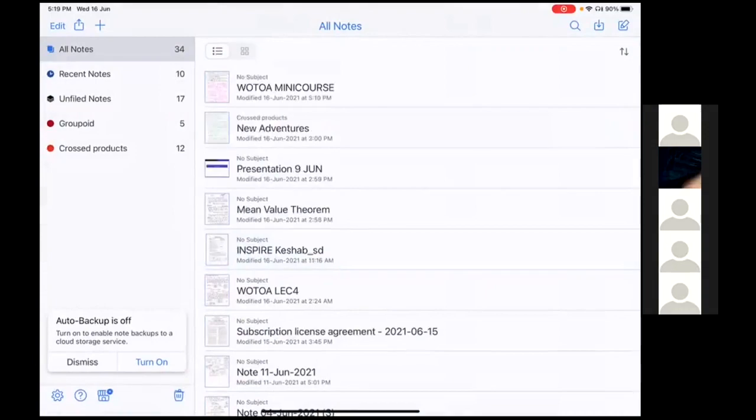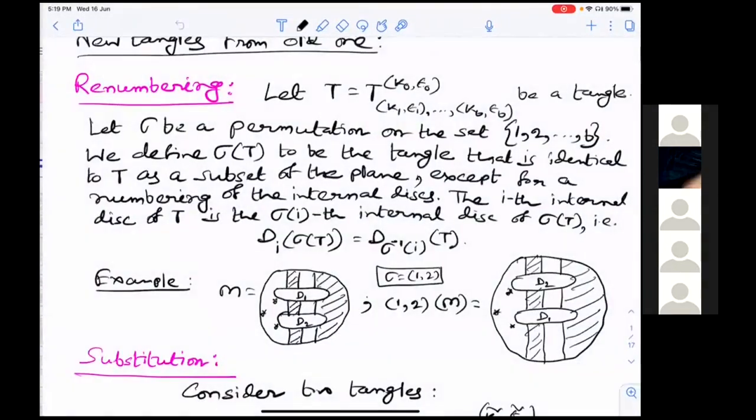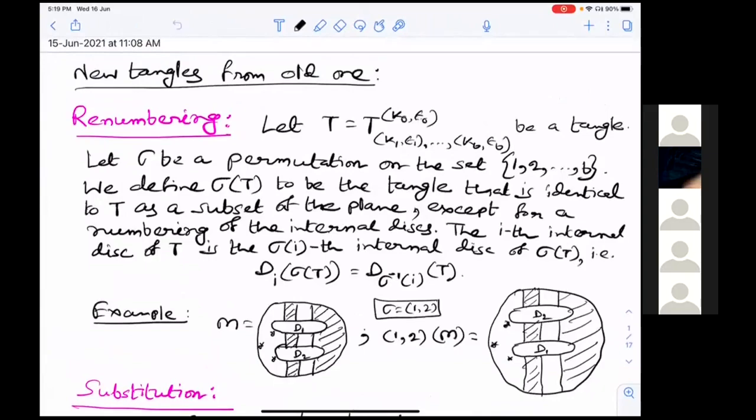So let me share another lecture, lecture 4. Is it visible? Yeah, okay. So now we have described planar tangles.